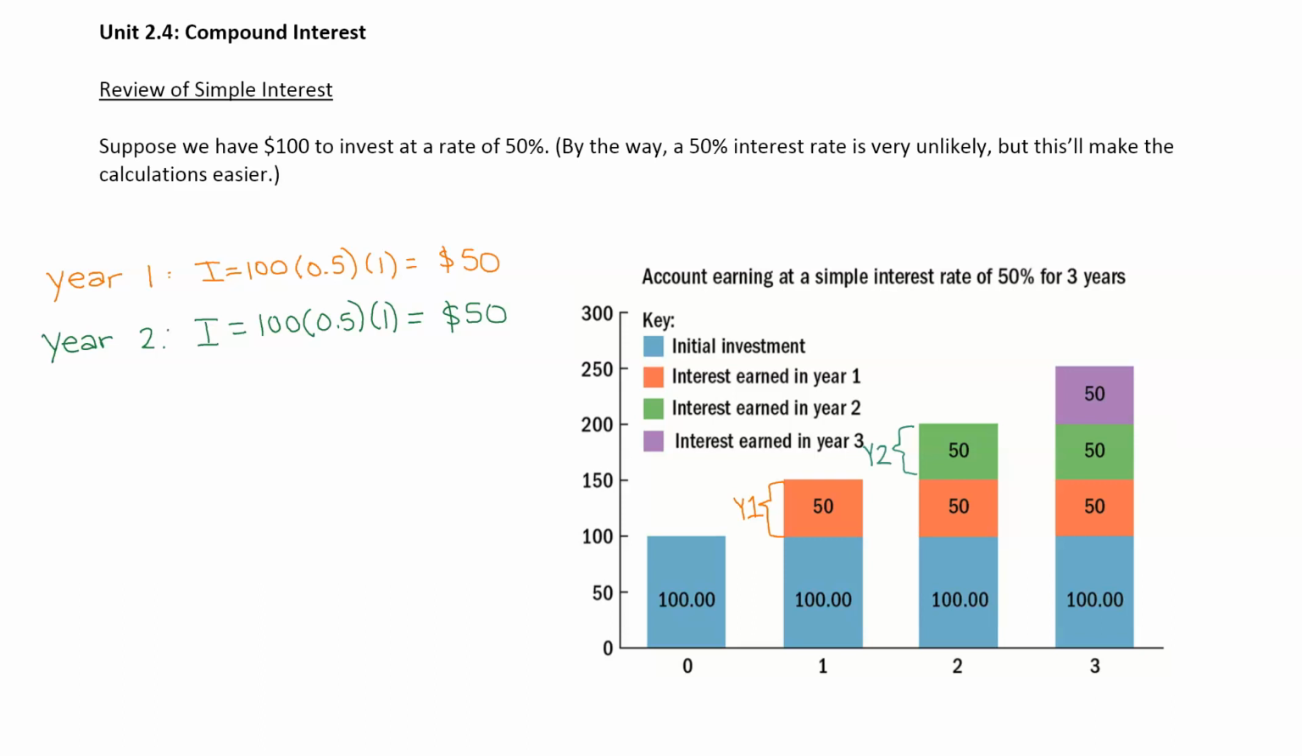On to year 3. I'll do the same thing. I equals the principal, which was 100, times the rate, which is 0.5, times the time, which is 1, since 1 more year has passed. For year 3, we have the original $100 that we invested, plus the $50 of interest from the first year, the $50 of interest from the second year, and now we're adding another $50 from the third year. This account now has a total of $250. So the account is increasing by $50 each year.